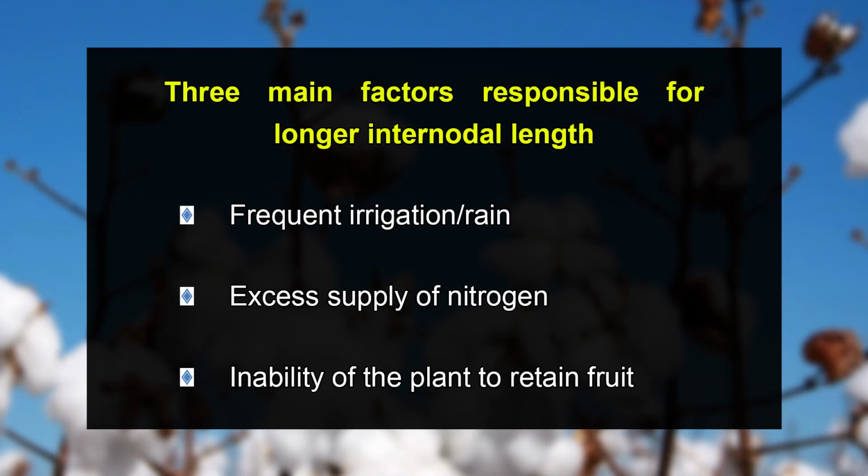The 3 main factors responsible for longer internodal length are frequent irrigation or rain, excess supply of nitrogen, and inability of the plant to retain fruit. The internodal length is reduced due to a shortage of water and other stresses. The number of nodes produced decreases with a delay in the sowing season.